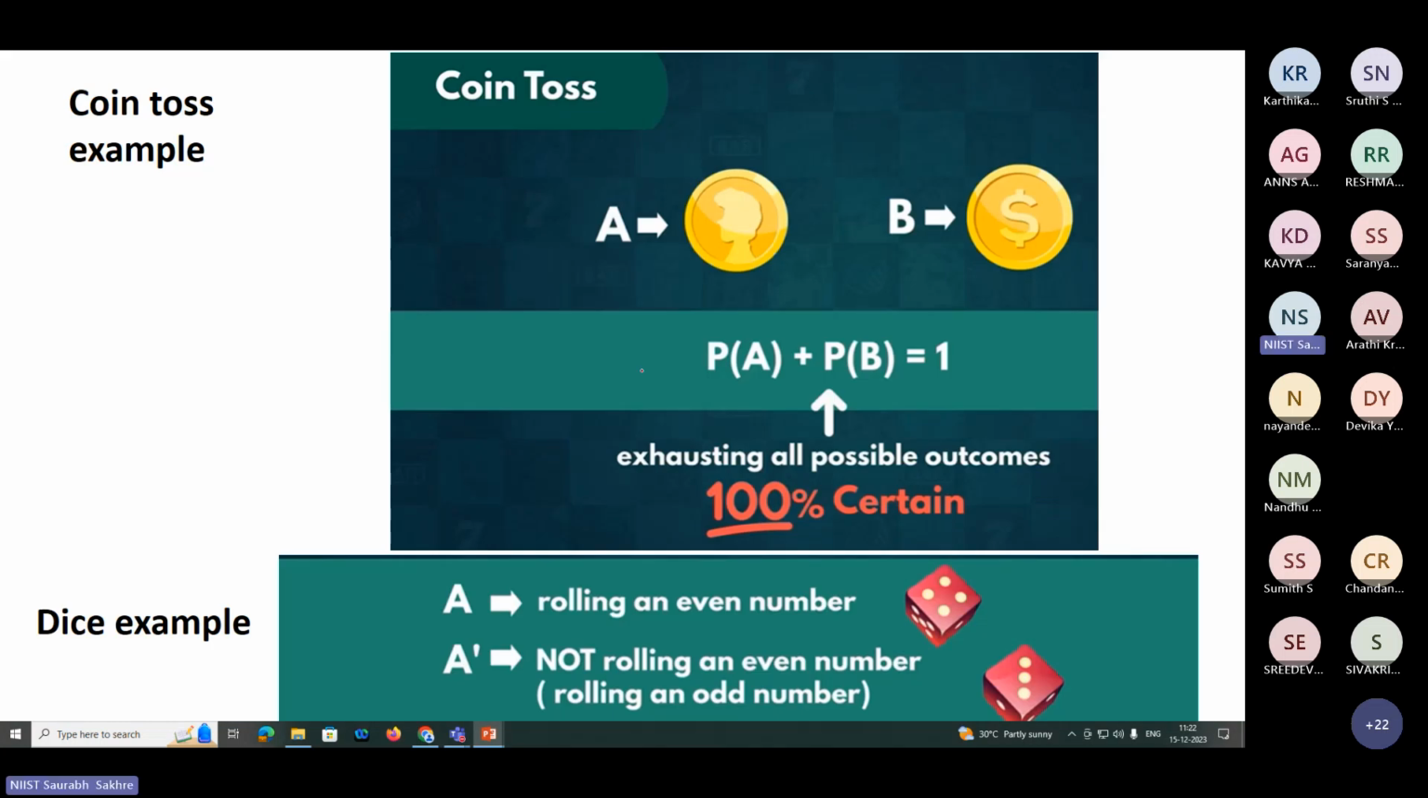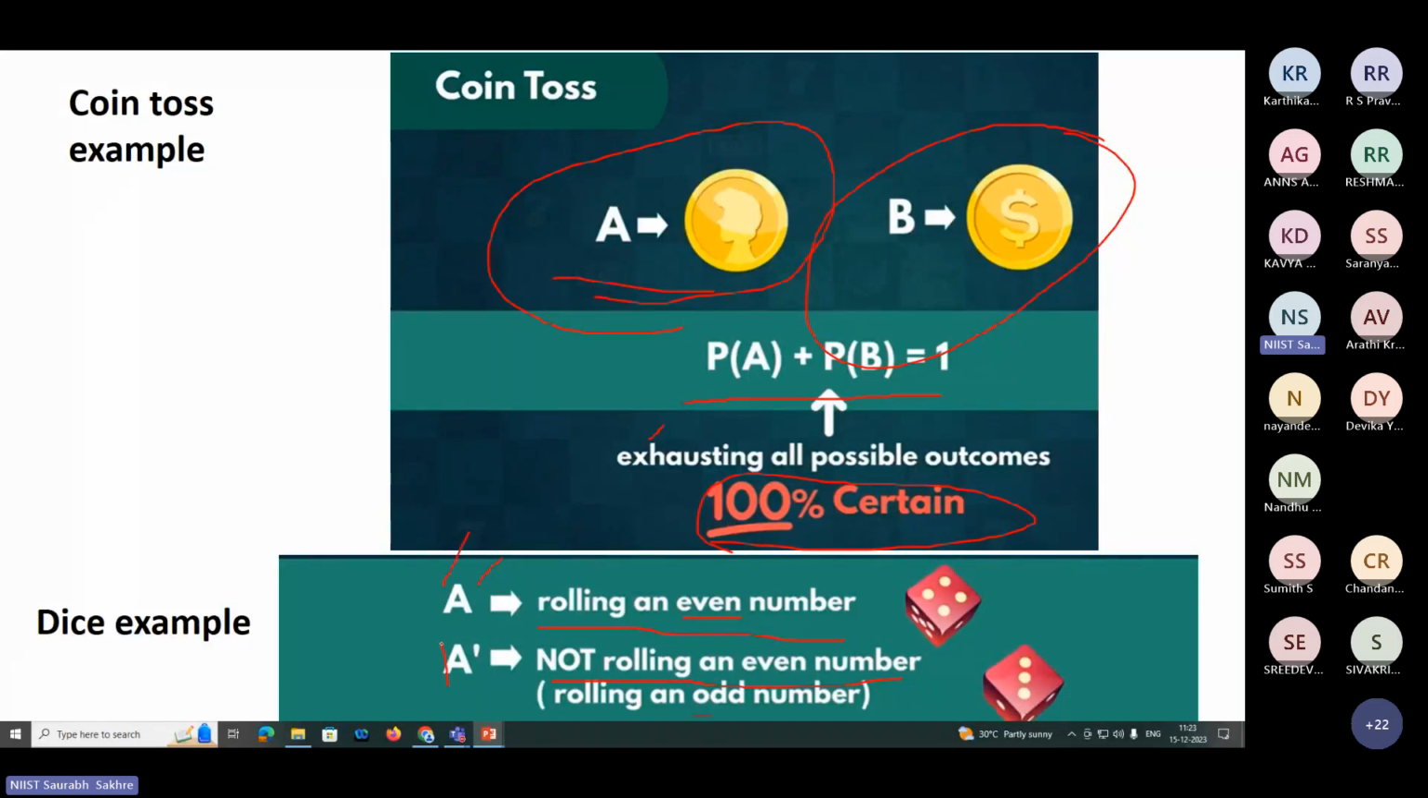Now we will see the coin toss example. Let's say head is A and tails is B. So the probability of A occurring plus the probability of B occurring will be 1. We have exhausted all the possible outcomes and we are 100% sure that either head will come or tail will come. Okay. So how do we show this mathematically? A is rolling an even number, A dash is not rolling an even number, which basically means rolling an odd number.